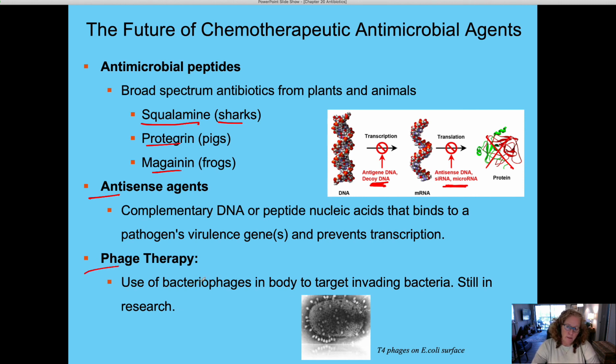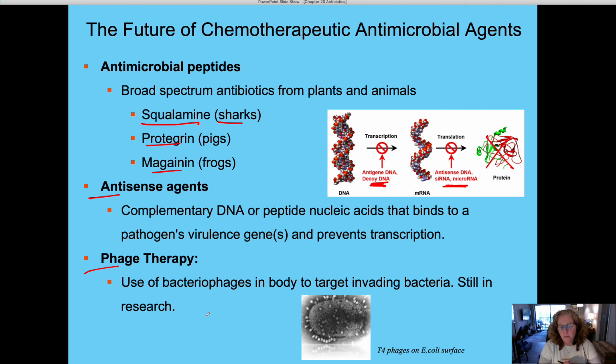Phage therapy would be bacteria specific. We're talking about introducing phages, bacteriophages, into the body in order to target bacteria specifically. There's still a lot of research, although it's been very effective in some applications. One of the problems, however, with phage therapy is that our own immune system will recognize it and destroy it. So dosages and how to get it delivered where it needs to go is definitely part of the research that's going on.